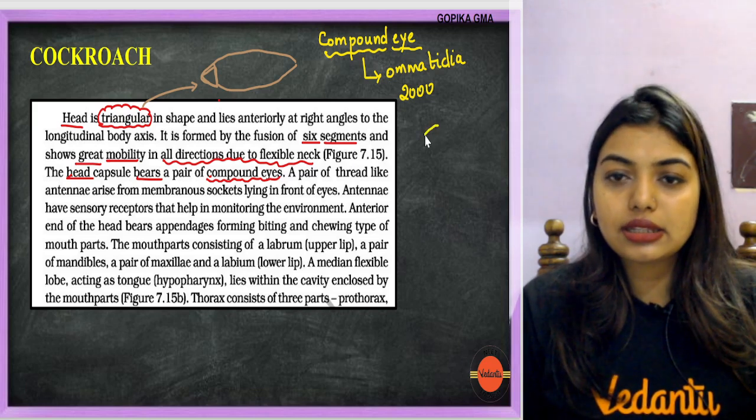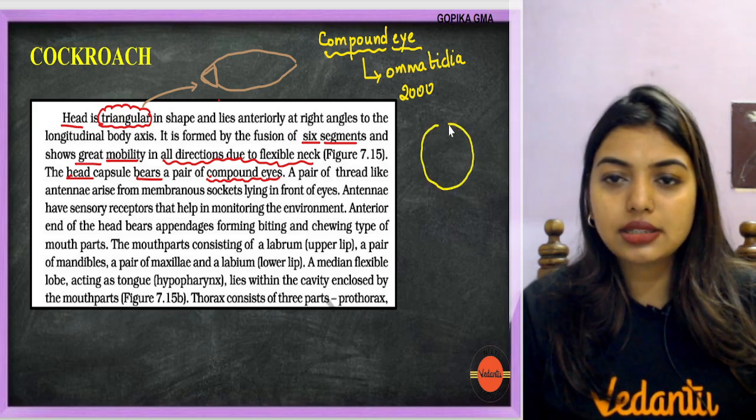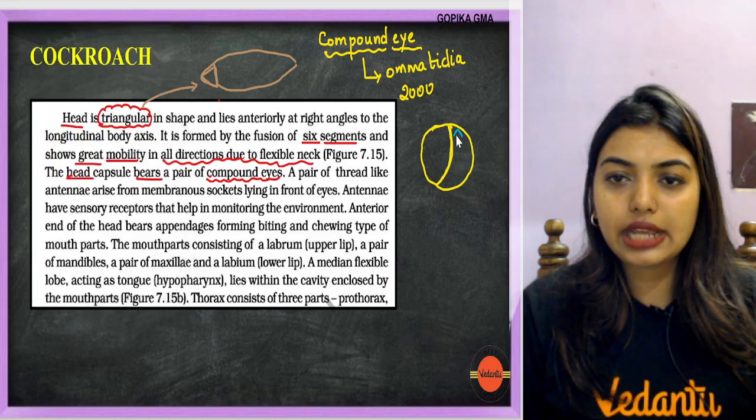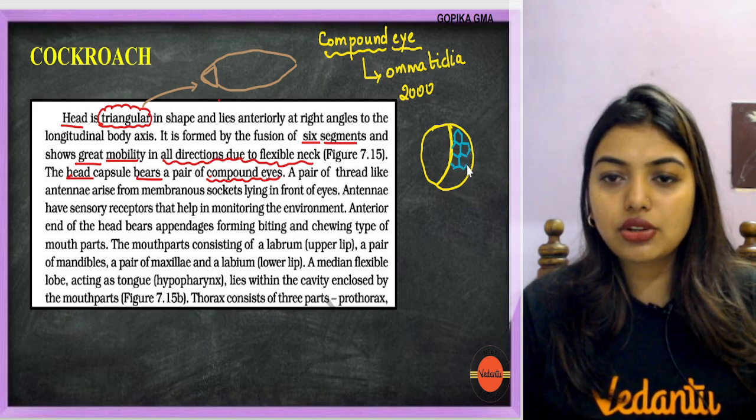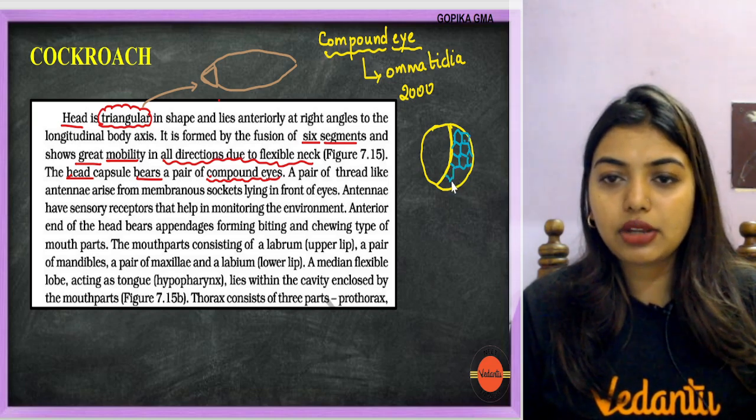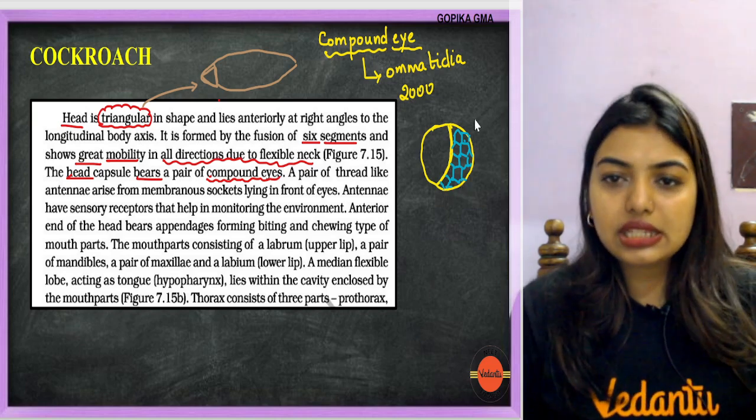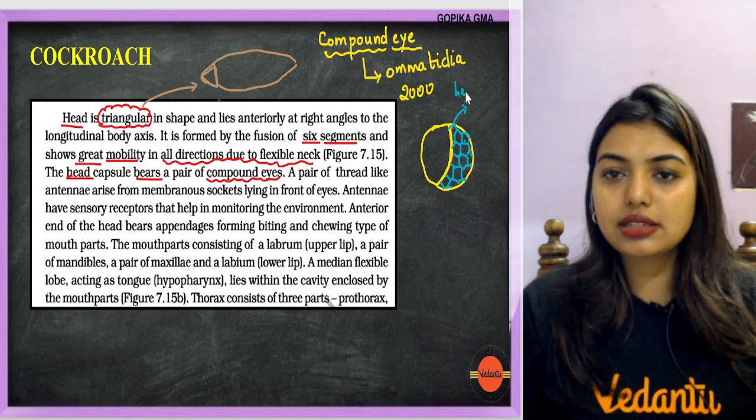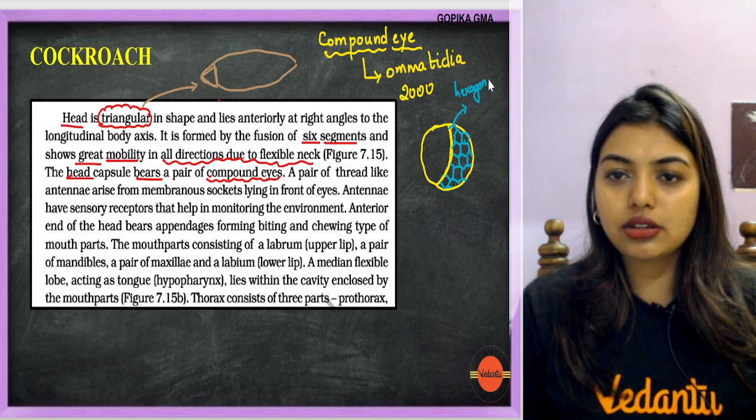Now let's say this is the eye, this small region. If I have to draw ommatidia, they are hexagonal in shape, and around 2000 of these hexagonal shapes will be present. Students, it will look like a mic, I feel. Like this. So these hexagonal structures are called ommatidia.